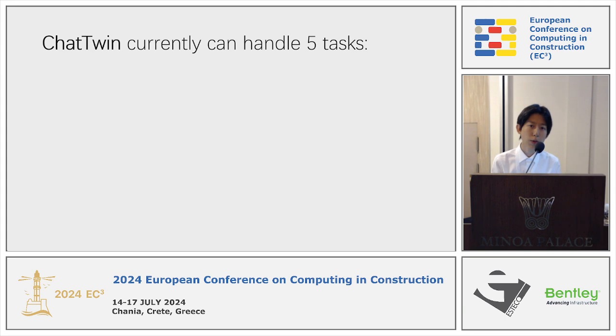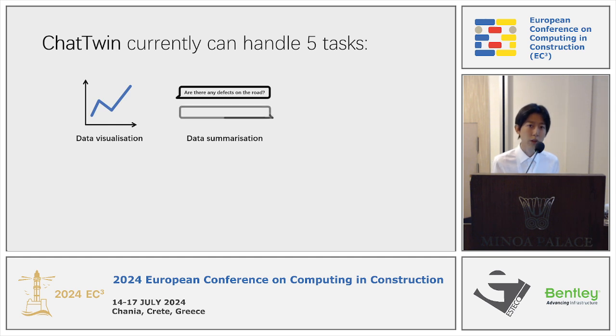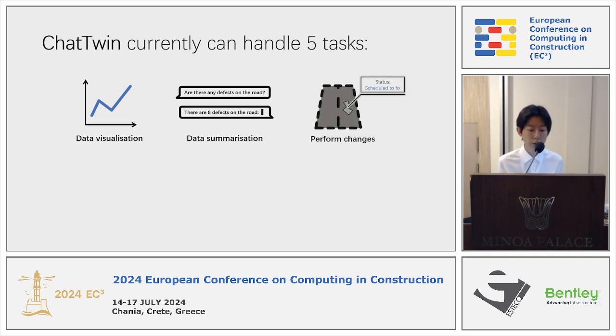Currently, the system is capable of five tasks. The first one is data visualization, which enables the user to visualize a specific time series data, typically from, for example, roadside sensors. The second task is data summarization, where the user can ask the system to summarize specific information from the digital twin in the form of natural language. The third task is performing changes to the digital twin. For example, here, the user can ask the system to change the status of a defect from scheduled to fixed.